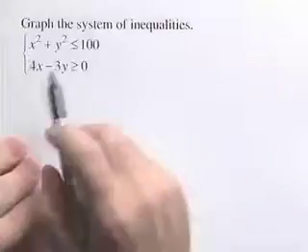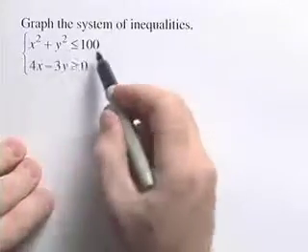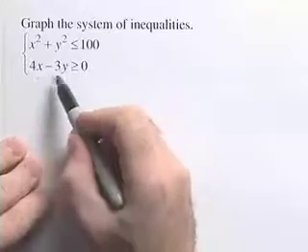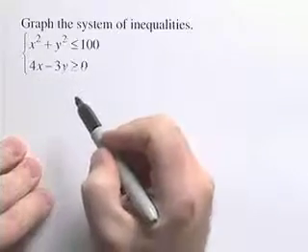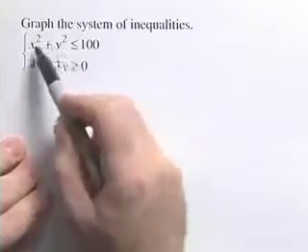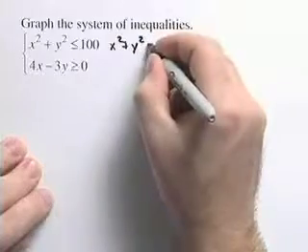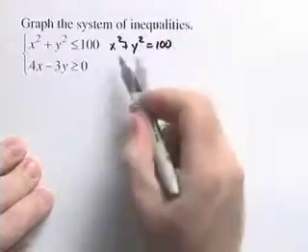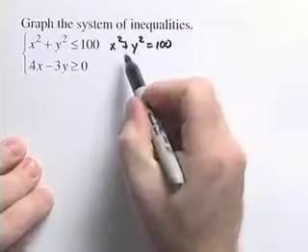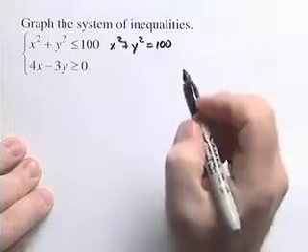For this problem, we're asked to solve a system of nonlinear inequalities. We want to graph the system of inequalities x squared plus y squared less than or equal to 100, 4x minus 3y greater than or equal to 0. See that the first inequality here, if we consider the equation x squared plus y squared equal to 100, is going to give us the graph of a circle. The center will be at the origin, and it'll have a radius of 10, because 10 squared is 100.